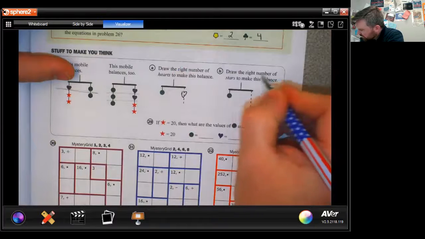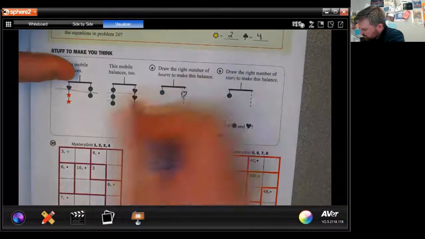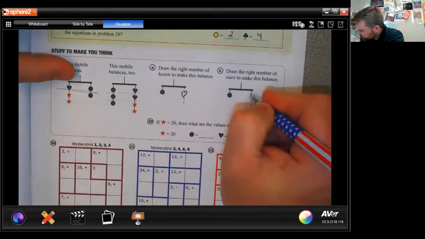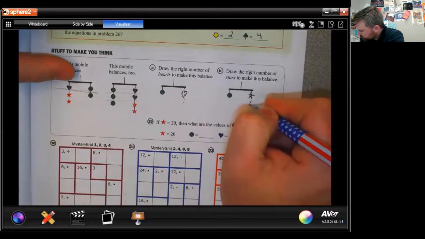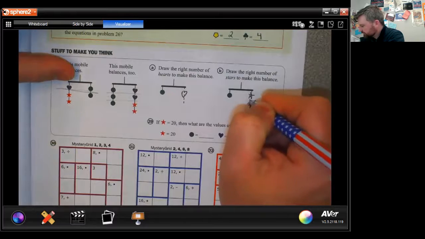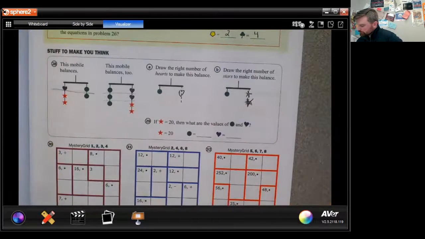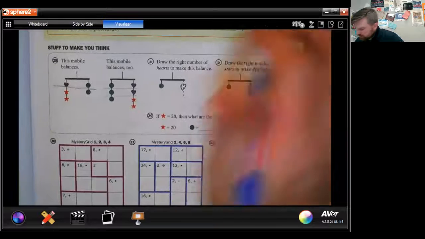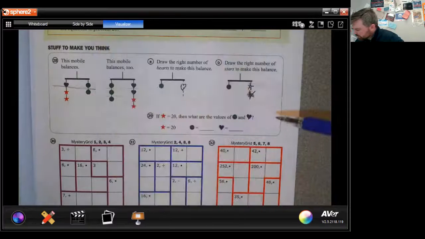Okay, draw the right number of stars. And we also said a circle was 2 stars. Oh, that's a star. So just kind of a guess. That was just a guess. Okay, we could have split it up a little bit differently.